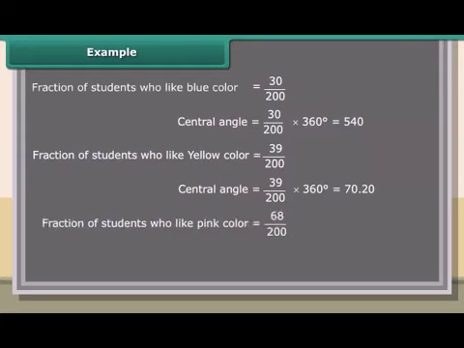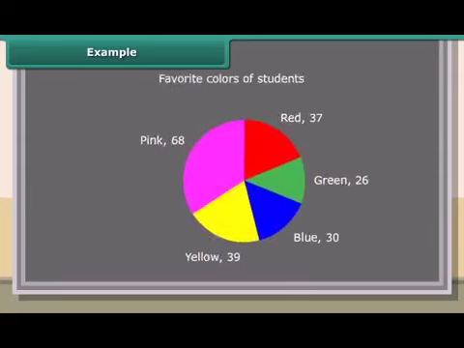Fraction of students who like pink color is equal to 68 upon 200. Central angle is equal to 68 upon 200 times 360 degrees, which is equal to 122.4 degrees.